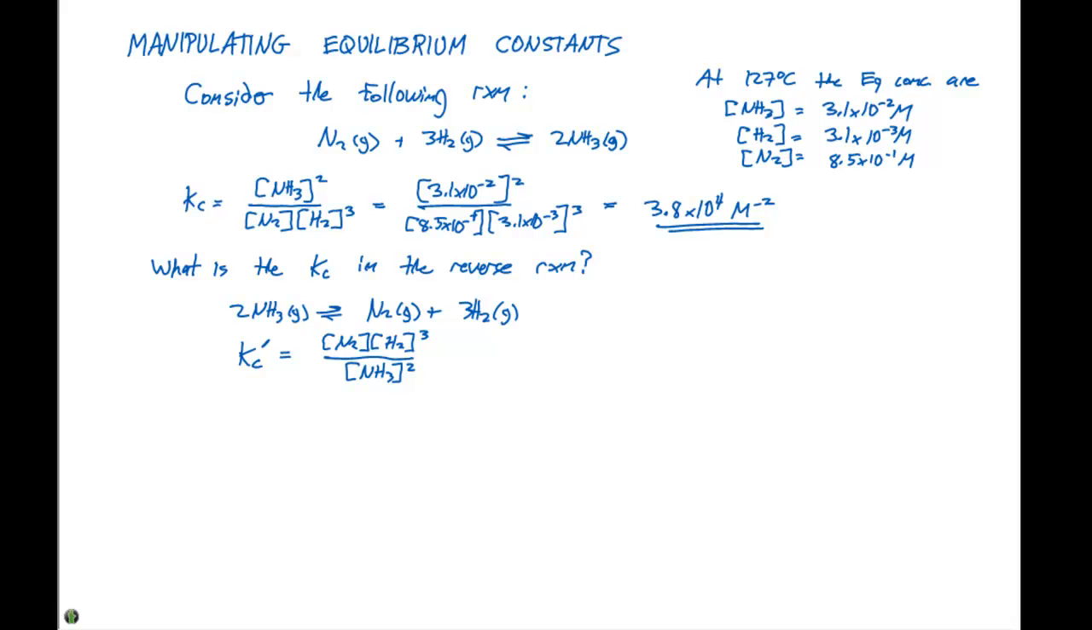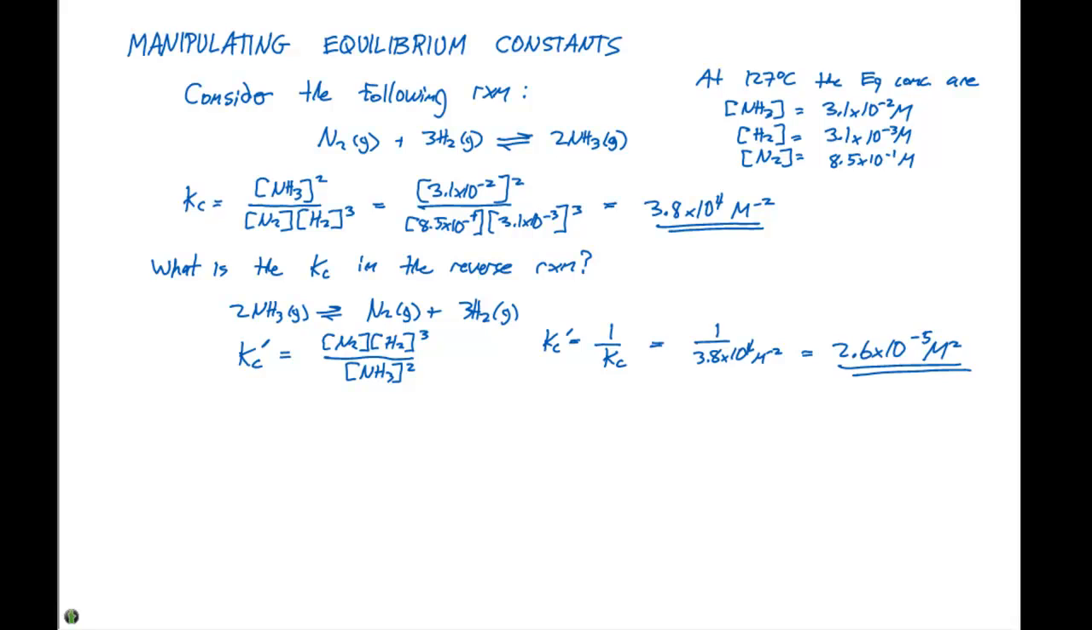Notice that for this particular reaction, we have the initial reactants divided by the products. So it's simply the reciprocal of our initial Kc. So Kc prime is going to equal 1 over our initial Kc. Okay, so we can take that 3.8 times 10 to the fourth molar to the minus 2 and say 1 over that, and we're going to get 2.6 times 10 to the minus 5 molar squared.